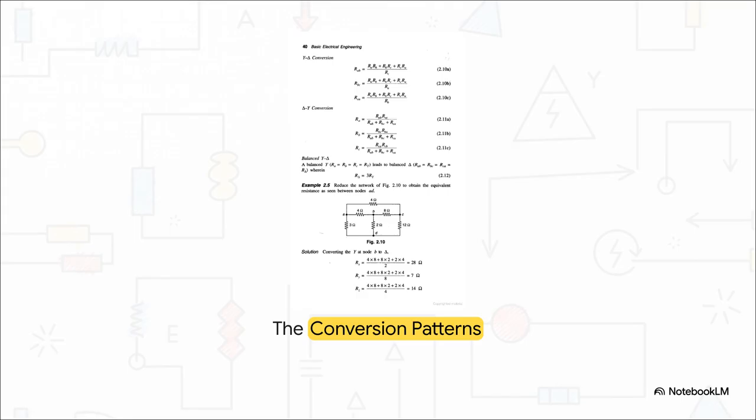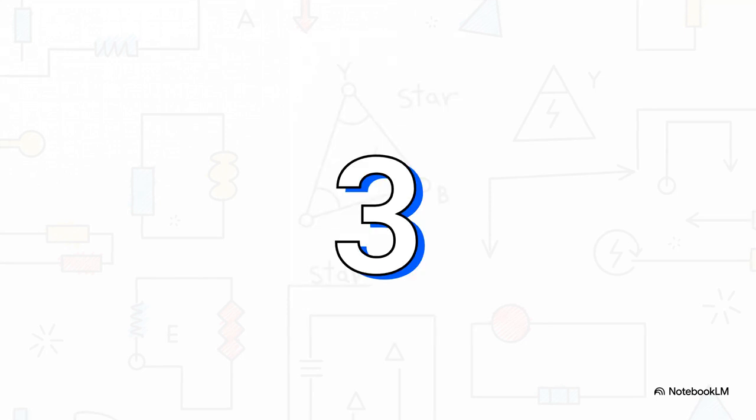That's it. It's entirely proportional. Adjacent times adjacent divided by the total sum. It's just a visual pattern. And here is a beautifully simple shortcut that makes this even easier.